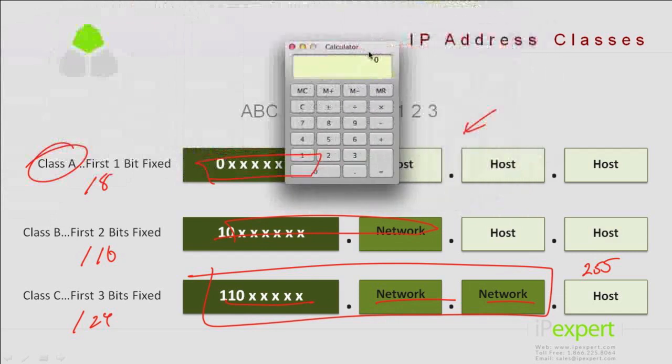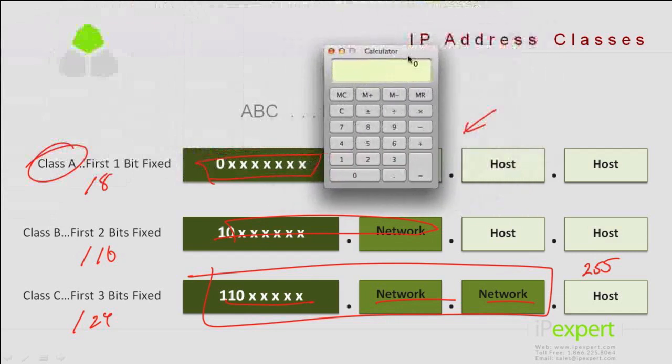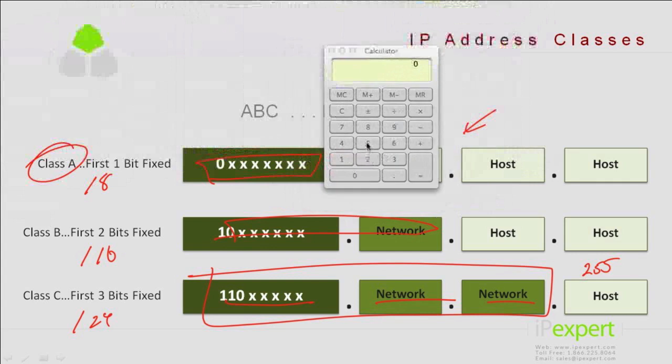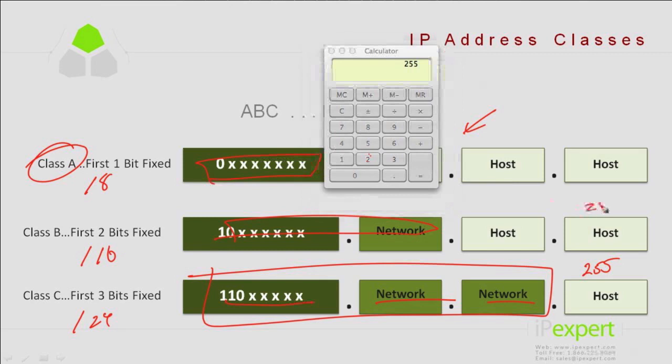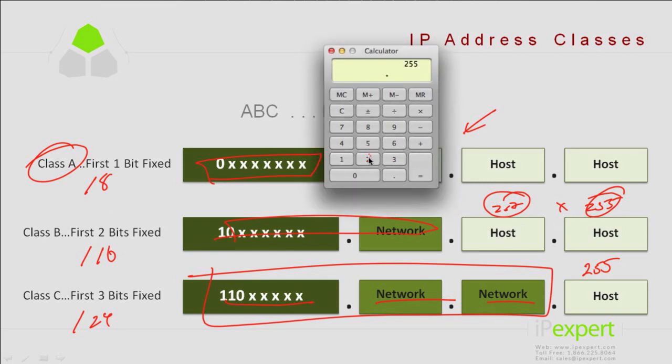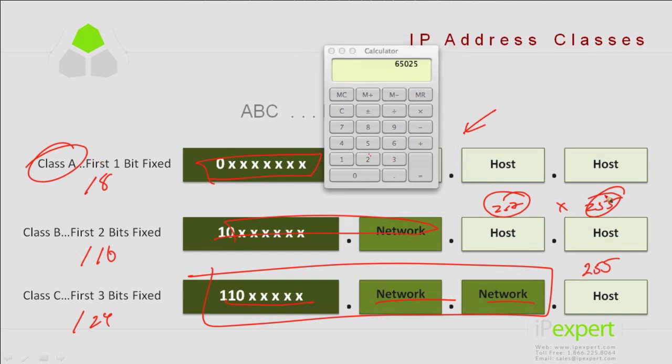So here's my calculator. So if I have 255 possibilities, like I said, I have 255, and I have 255. If I take 255 times 255, that's going to give me the maximum number of hosts I can support.